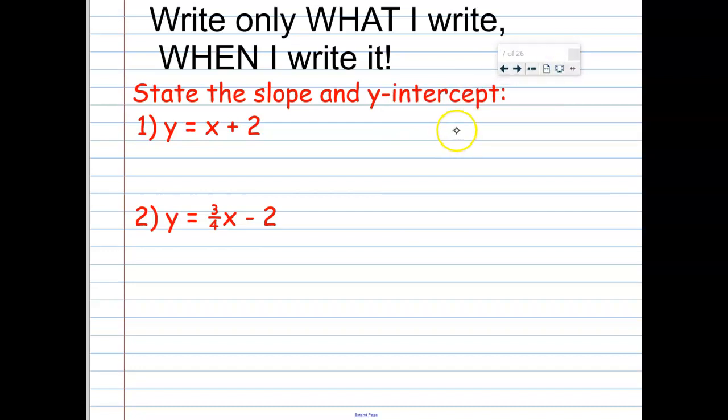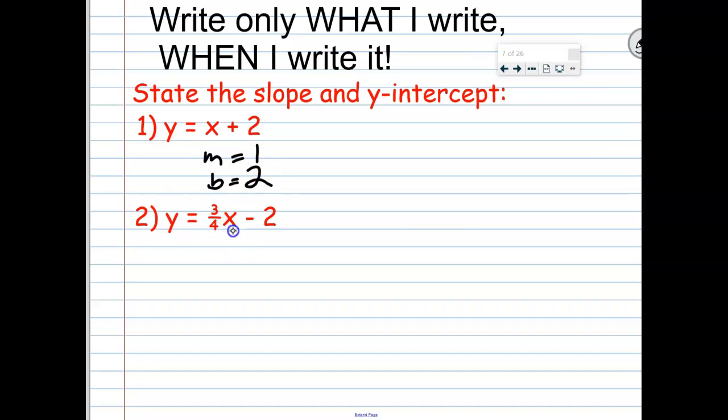Let's make sure you understand. So the slope of this, our m, I have to think about what is hiding here. Okay, there's an imaginary 1 there. So if you don't see a coefficient in front of the x, that tells you that it's 1. And my y-intercept is whatever comes after. So my b is going to be 2.